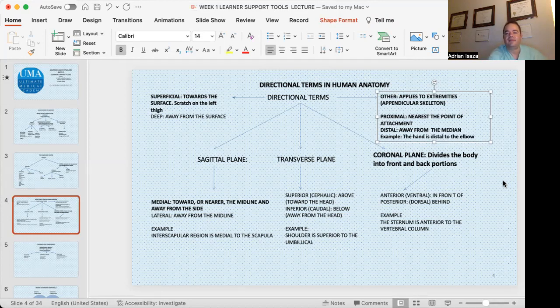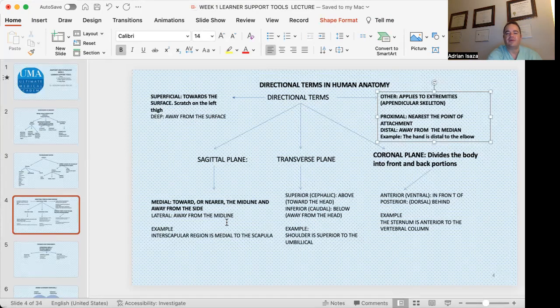All right. Know the coronal plane divides the body into front and back, right? Anterior and posterior. Know what medial means. So there's an imaginary line in the middle, and it means towards the midline. What does superficial mean? Well, towards the surface, as in a scratch on your thigh, right? All right, so know proximal, distal for sure.